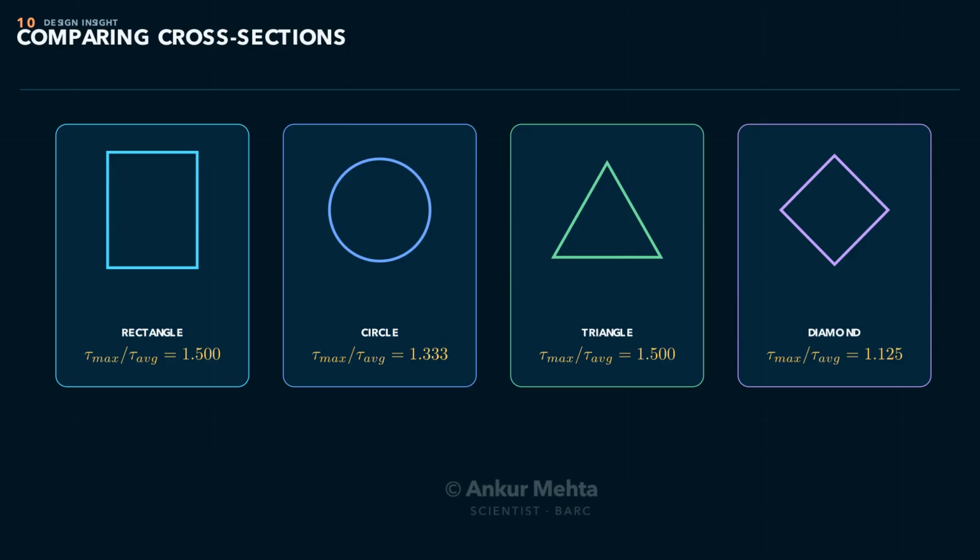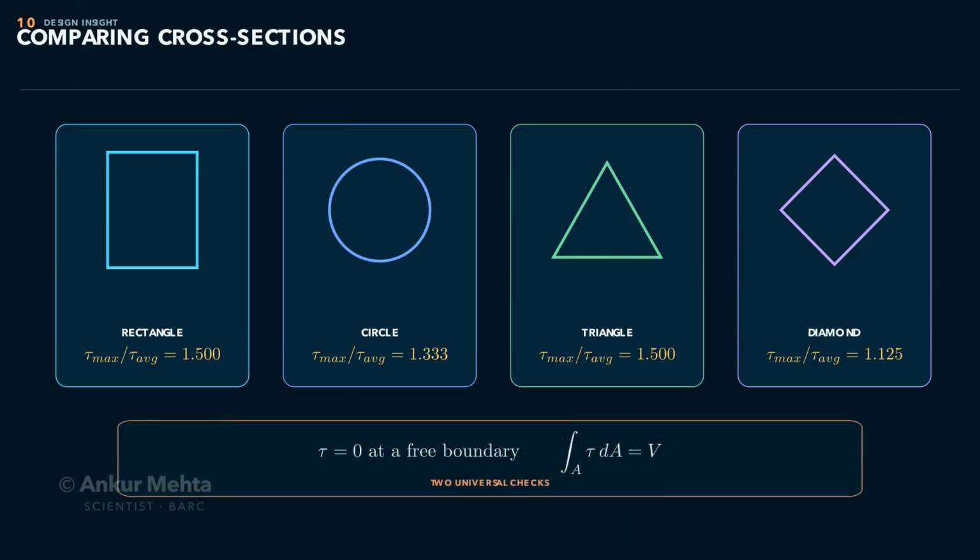These ratios are not correction factors to be guessed. They emerge from Q divided by local width. The boundary must have zero shear traction where the surface is free, and the integral of tau over the area must recover the internal shear force V.